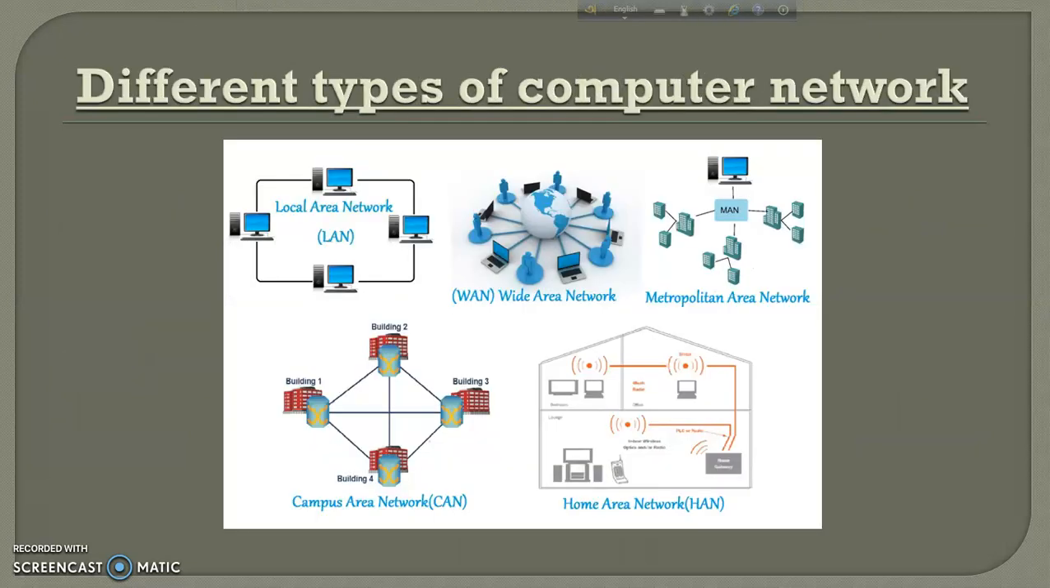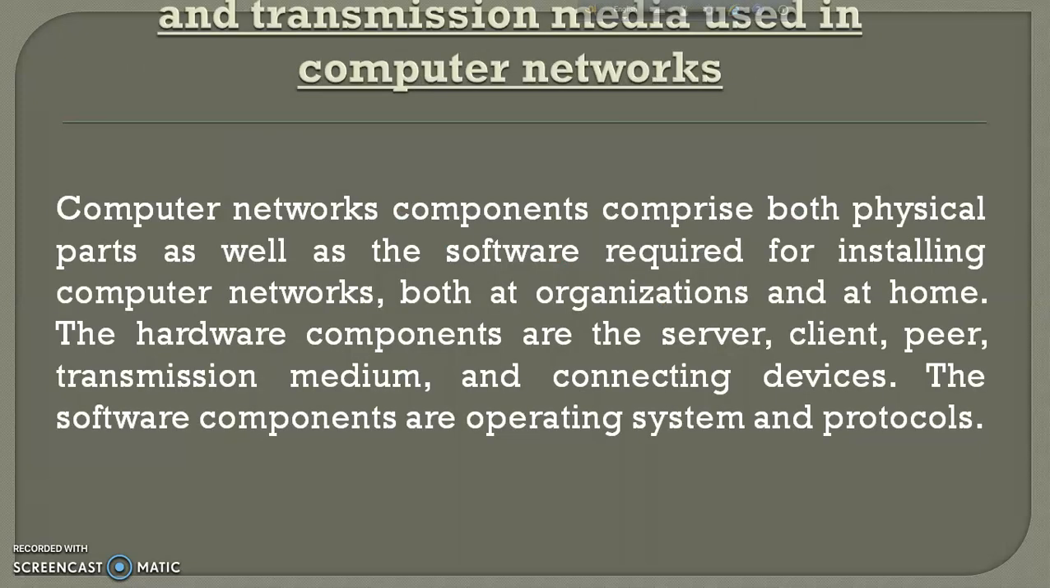And transmission media used in computer network. Computer network components comprise both physical parts as well as the software required for installing a computer network, both in an organization and at home. The hardware components are the server, client, transmission medium, and connecting device. The software components are the operating system and protocols.